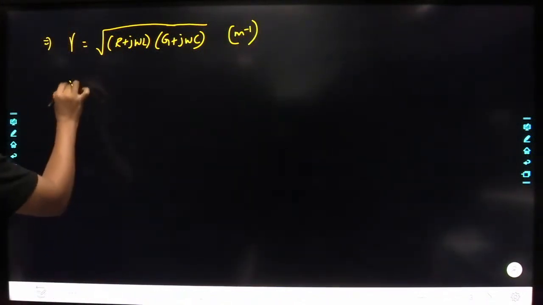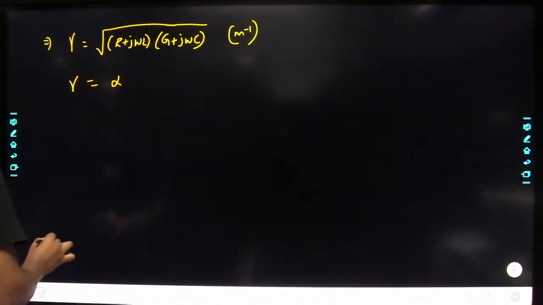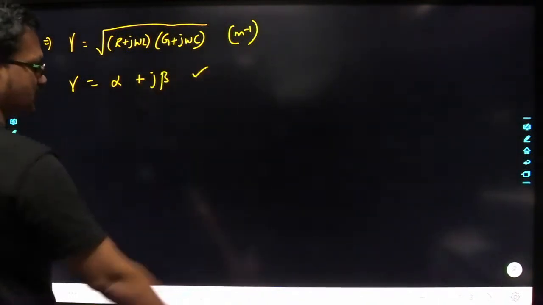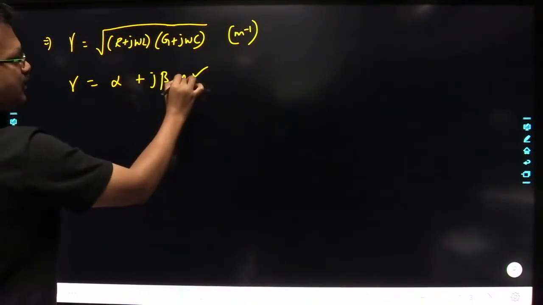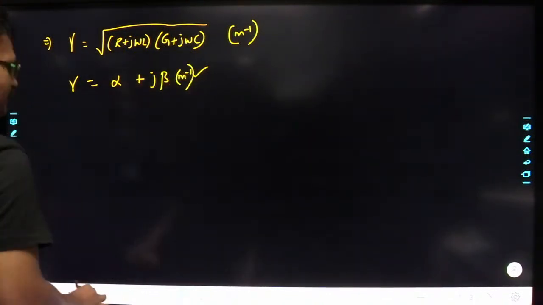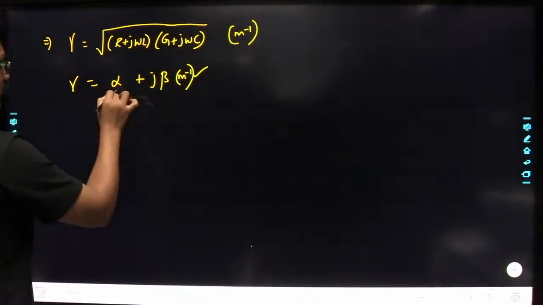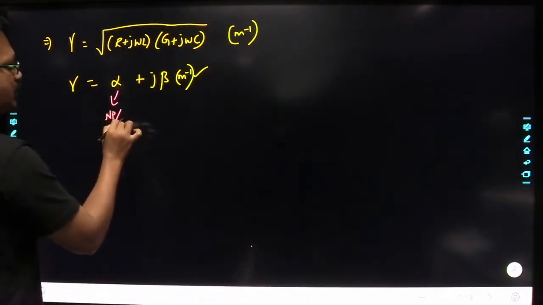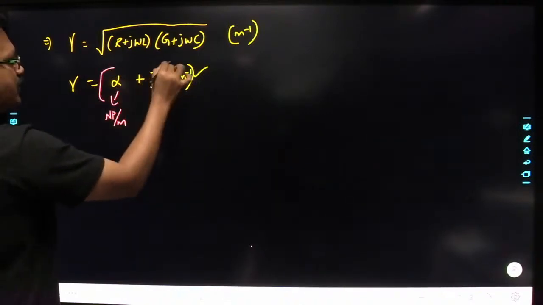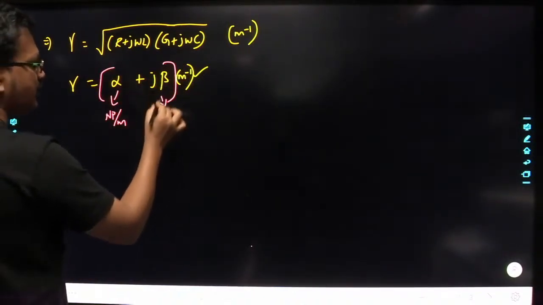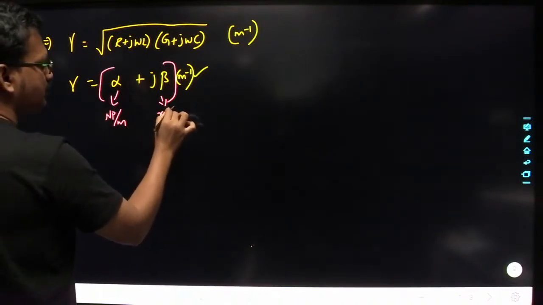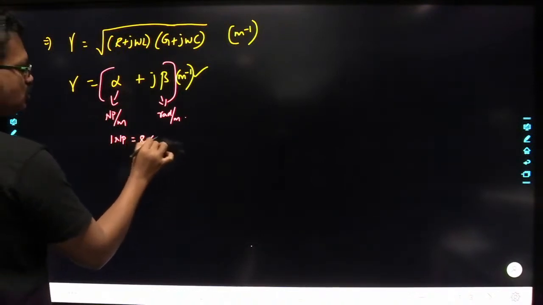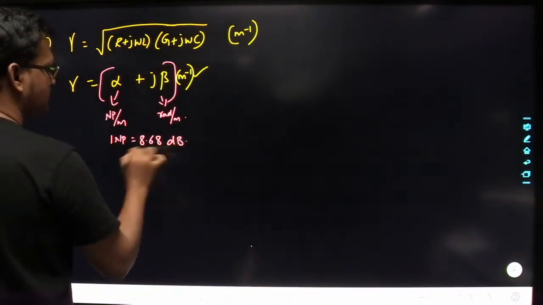Gamma is generally a complex quantity, so we can write gamma as alpha plus j beta. Its units are nothing but meter inverse. Next, for alpha the units are nothing but Neper per meter, and for beta the units are radian per meter. And also we have seen that 1 Neper is equal to 8.68 dB, right?